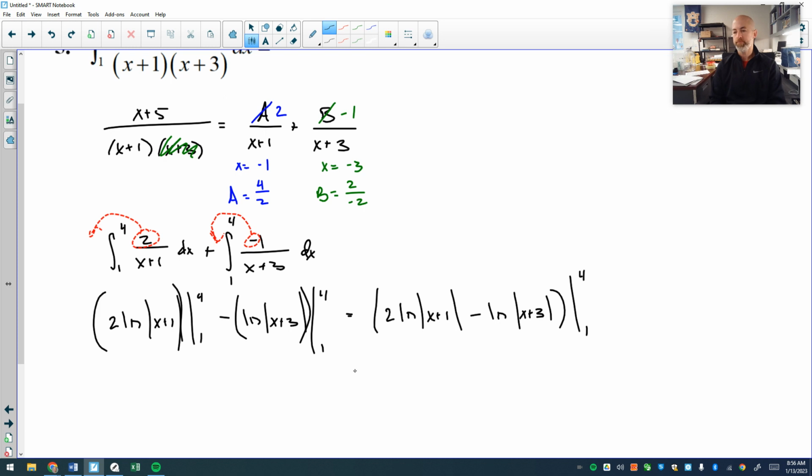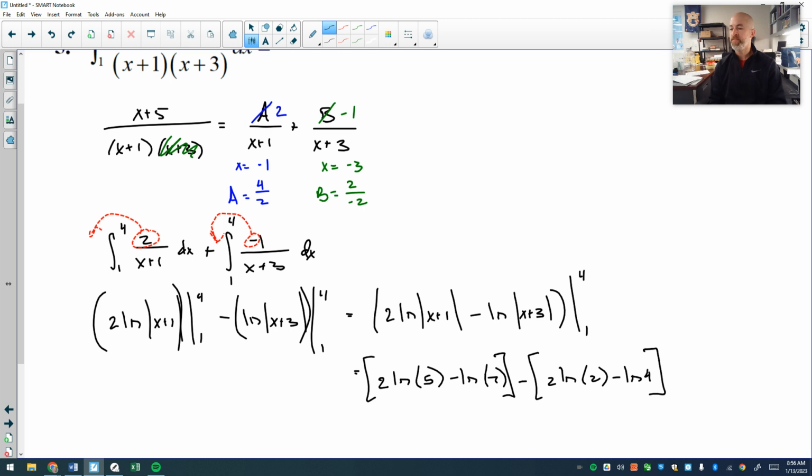So let's plug in. Answer is going to be 2 natural log of 4 plus 1 is 5, minus natural log of 4 plus 3 is 7, minus, plug in the 1, 2 natural log of 1 plus 1 is 2, minus natural log of 3 plus 1, which is 4. Okay, so we have that.